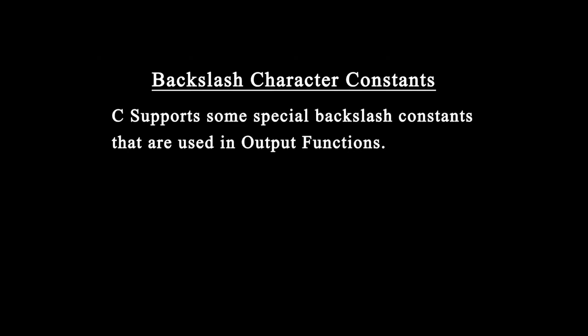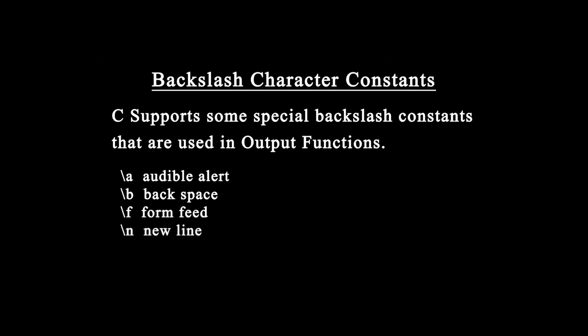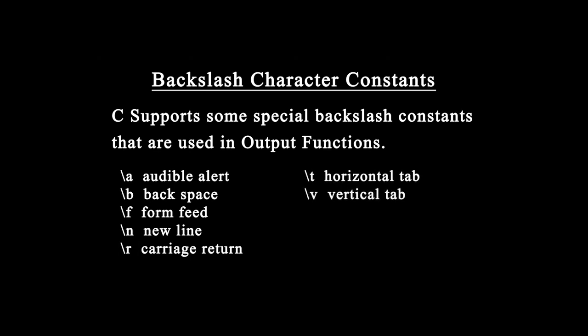So C supports some special backslash character constants that can be used in output functions. These are some of the backslash character constants. As you can see here, backslash a means audible alert, backslash b means backspace, backslash f means form feed, backslash n means new line, backslash r means carriage return, backslash t means horizontal tab, and then backslash v means vertical tab, and so on. There are many more backslash character constants. So this is all about the constants in C.